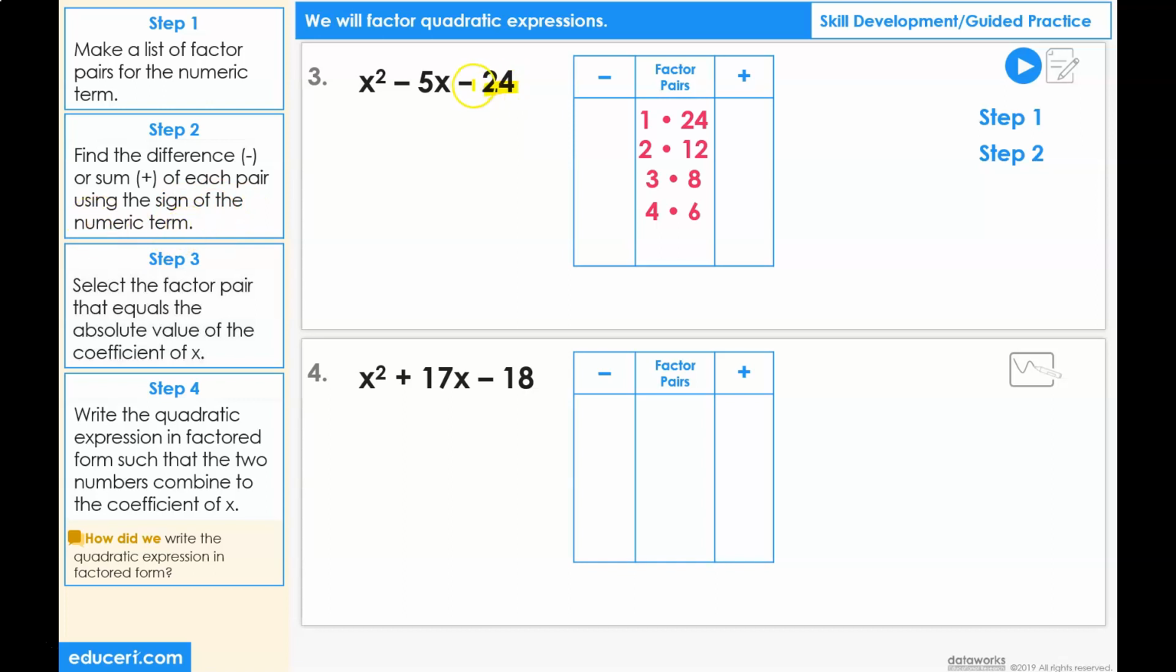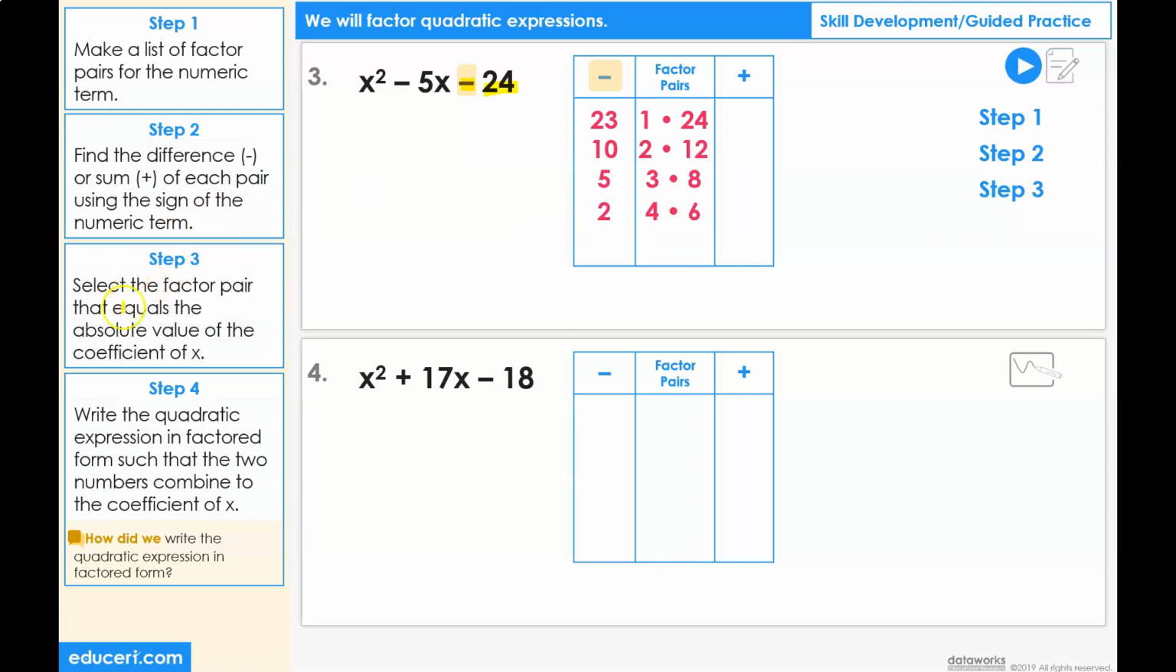The 24 had a negative sign, so now we are going to find the differences of these two numbers. Start with the larger number and subtract the smaller number. 24 minus 1 is 23, 12 minus 2 is 10, 8 minus 3 is 5, 6 minus 4 equals 2.